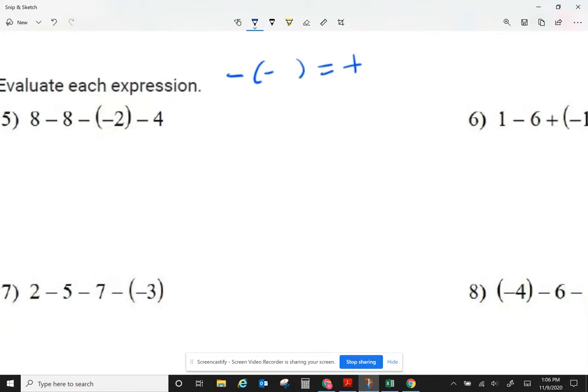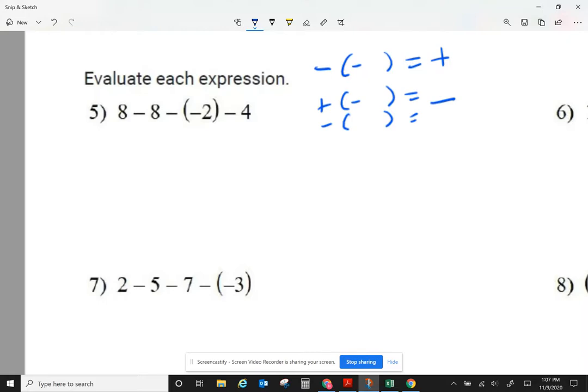Two negative signs make a positive sign. Now, if I see the signs that are different, kind of like a plus and then a negative, or a negative with a positive, I'm going to write each of them as a minus. So once again, if I see two negative signs, I write that as a plus. If I see a positive and a negative, I write that as a minus. So I'm going to write everything without parentheses. So question number 5, I'm going to write that as 8, then a minus 8, then a plus 2, right? Two negative signs make a positive.